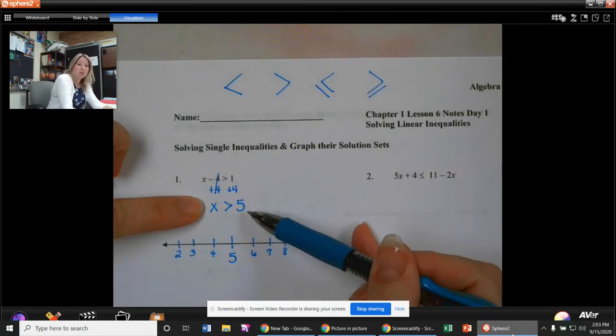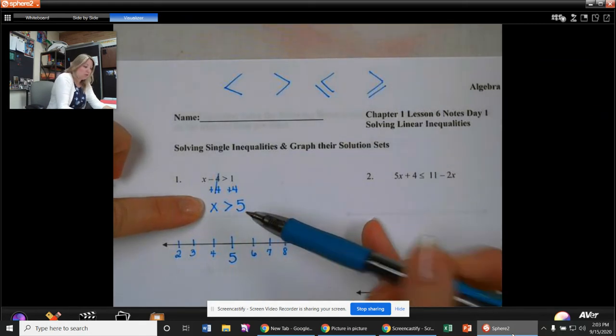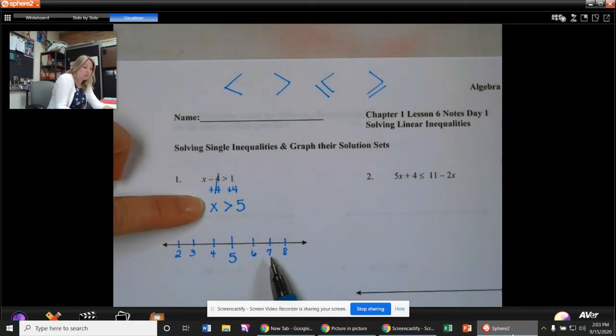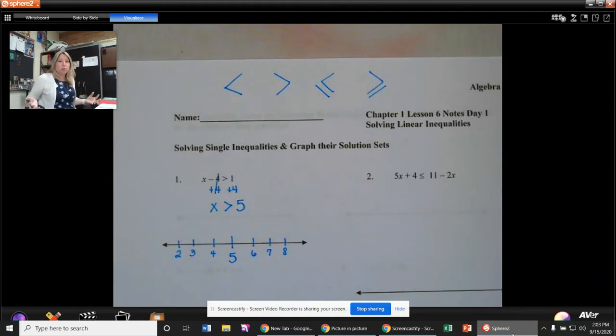Now, x can be greater than 5, right? So that means my answer can be 6, 7, 8. It could be 7.5 because that's a number greater than 5. It could be 6.3 repeating because that's a number bigger than 5. So I need to represent visually all of the numbers bigger than 5.